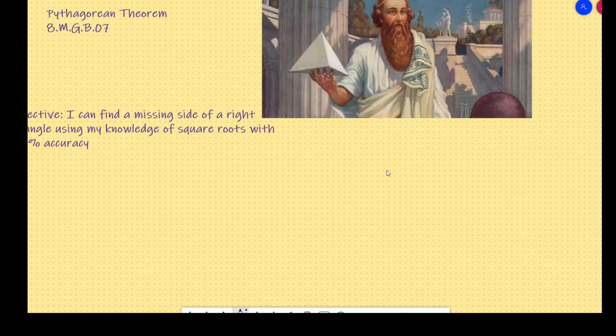Today we're going to be learning about the Pythagorean Theorem. So our objective for today is that I can find a missing side of a right triangle using my knowledge of square roots with 80% accuracy. So that's what we're trying to accomplish with today's lesson.